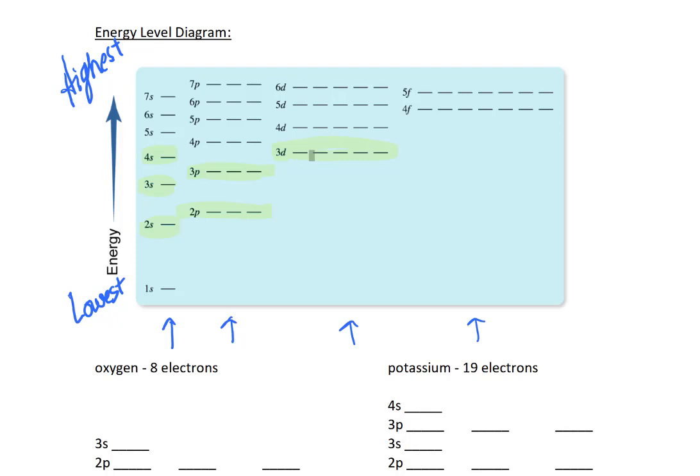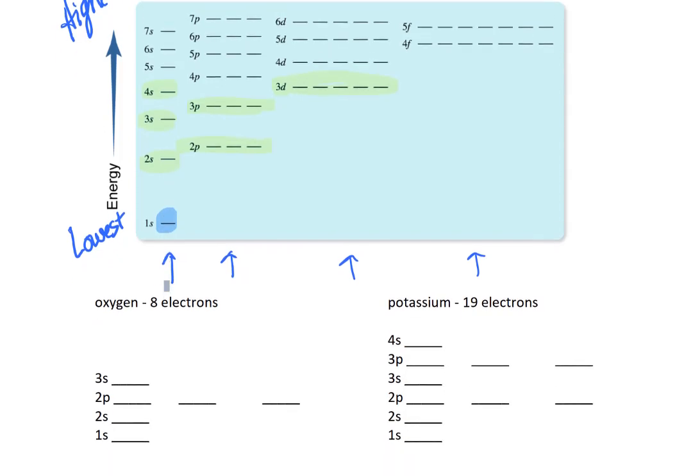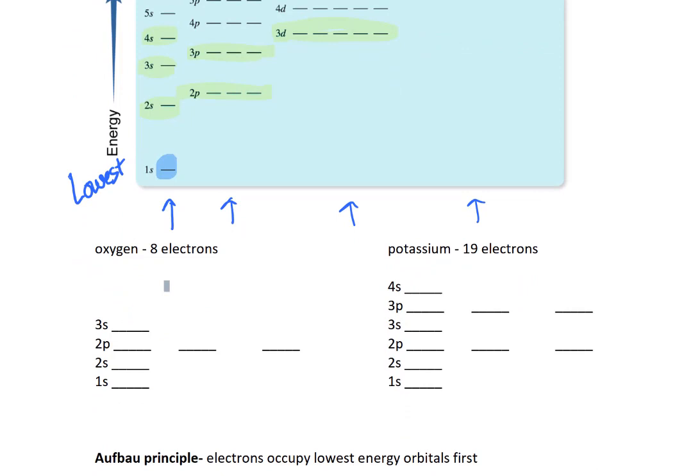Each of these little sections, these little lines, stands for an orbital. And one orbital can only have 2 electrons in it. So if we look at something like oxygen that has 8 electrons, what we're going to do is put electrons in the lowest energy orbital first. So I'm putting 1 electron in my 1s, and then I'm putting a second electron in my 1s.